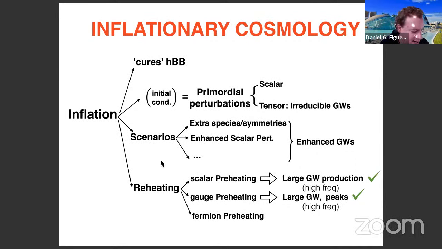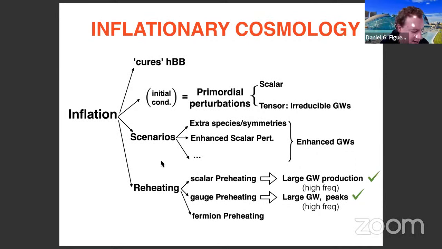In these scenarios, you could consider, for instance, this preheating transition at the electroweak scale. Nothing prevents you from having this scenario. In that case, the frequency will be much lower, within observable range of detectors, but the amplitude of the background would be absolutely negligible because it's controlled by the strength of the energy scale.